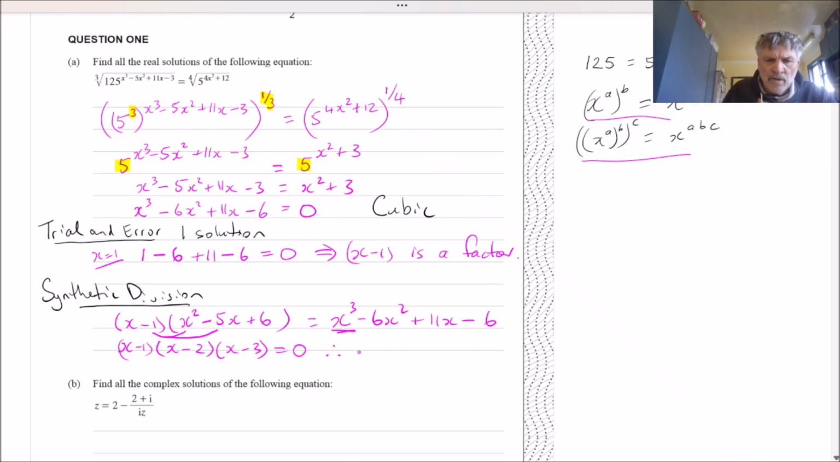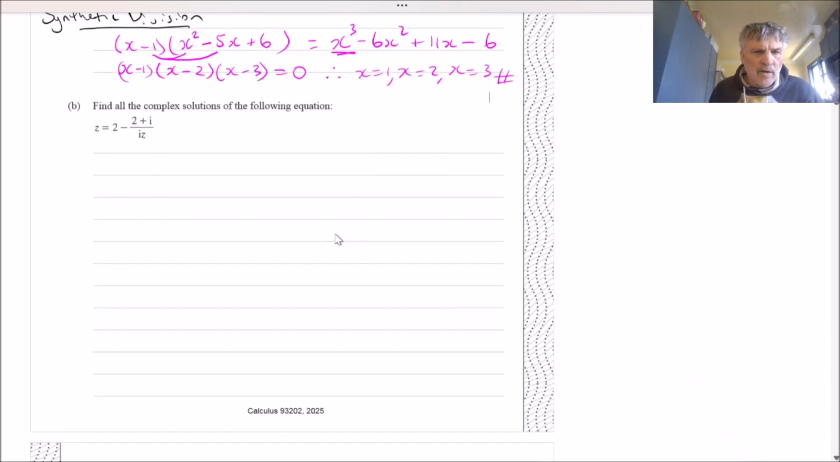And therefore x equals 1, x equals 2, and x equals 3 are our solutions of the equation that we needed to solve. Part B.